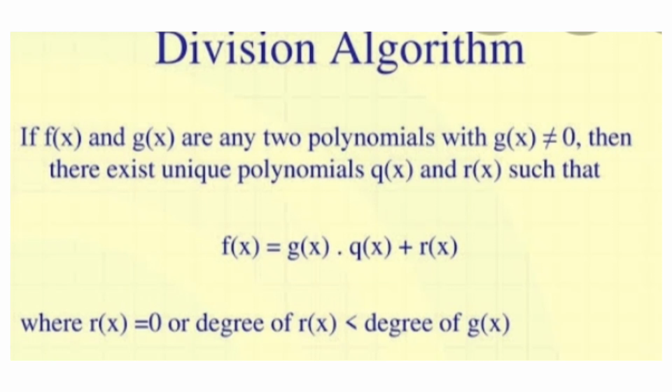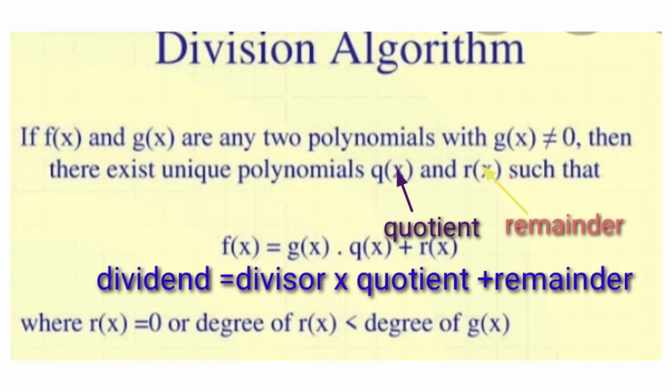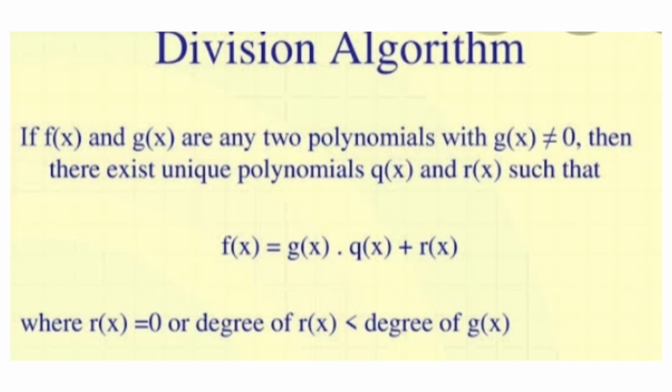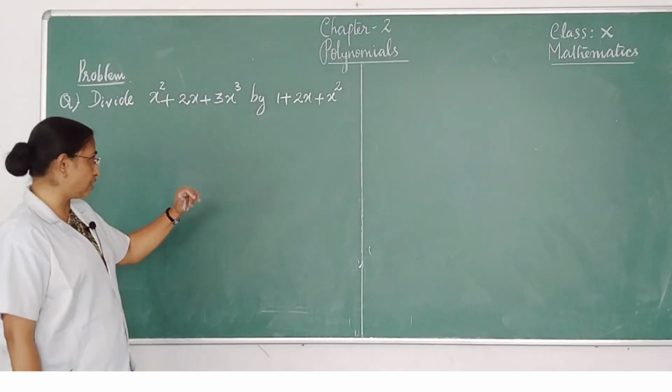What it means is, if f(x) and g(x) are any two polynomials, you can think of them as the dividend and the divisor polynomials. Then there exist polynomials q(x) as quotient and r(x) as remainder such that the dividend f(x) equals divisor g(x) into quotient q(x) plus the remainder r(x), where the degree of r(x) is less than the degree of g(x). This is what the division algorithm is. Okay, now we can do the problems based on it.